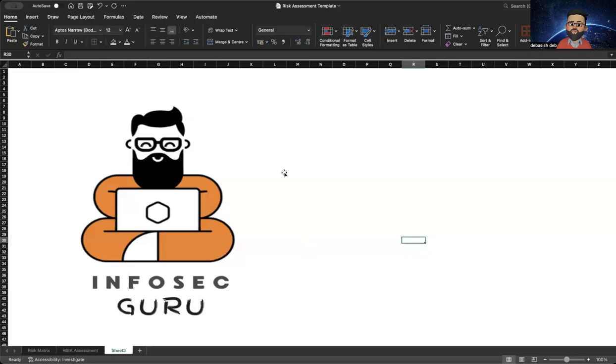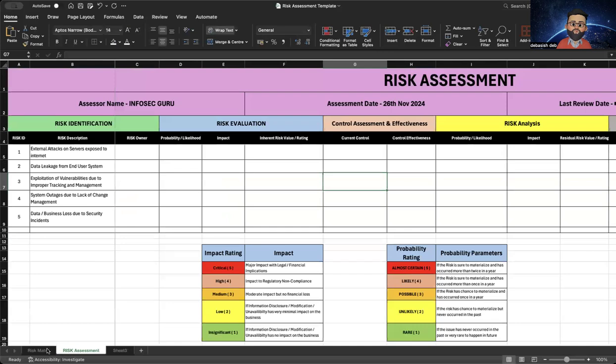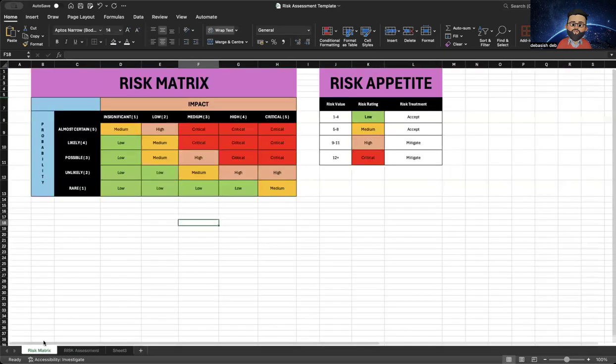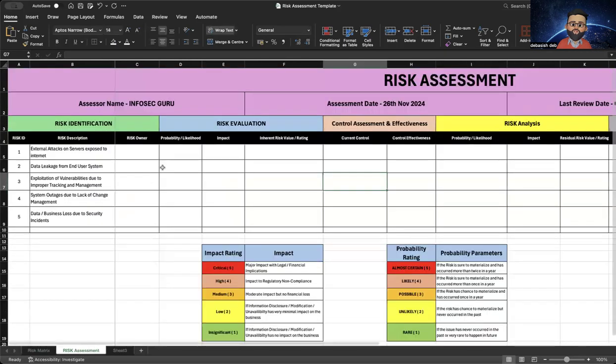Before we go ahead in this video, I will quickly move on to our Excel sheet, which will guide you through all the risk assessment, how we need to do the risk assessment, what the risk matrix is, what risk appetite is. If you see this sheet, it has only the risk descriptions mentioned and the other parts are blank. So we are going to do a practical, live risk assessment today. So let's start with today's video.